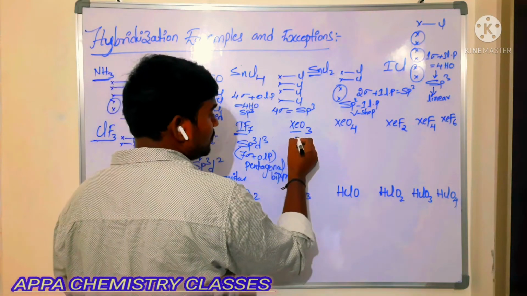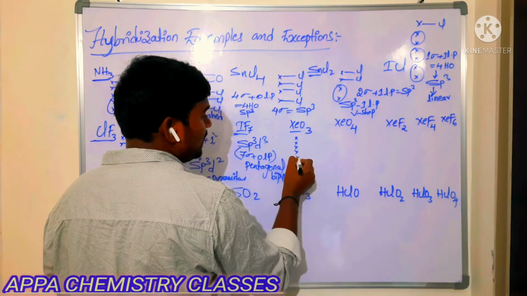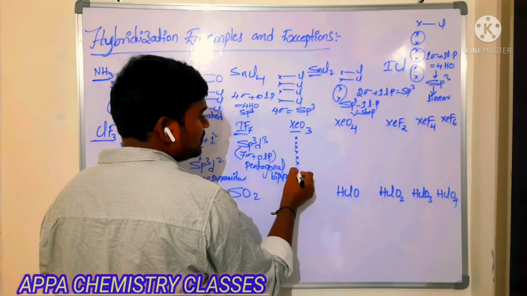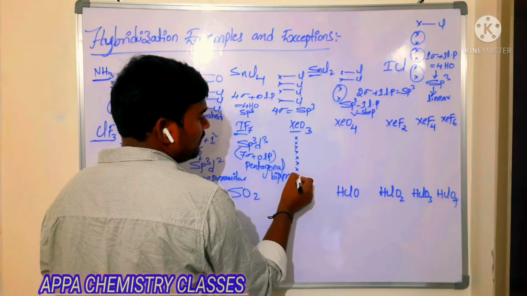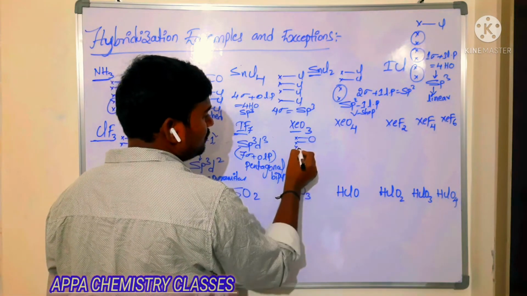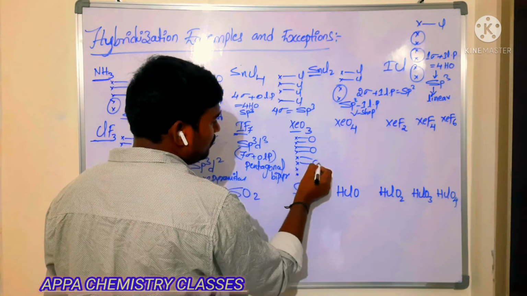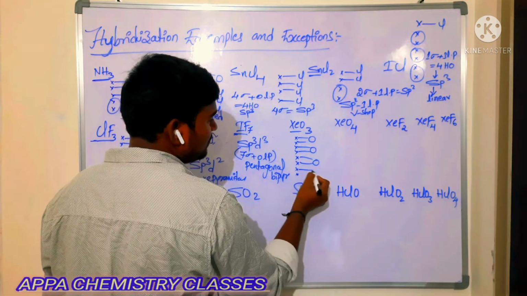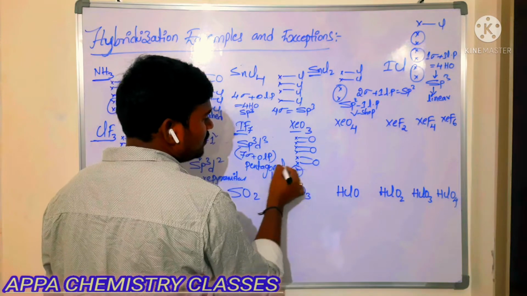Next XeO3. Xenon belongs to the 8th group. So place the 8 valence electrons here. So 6, 7, 8. Now 2, 2, 2. So total how many oxygens? 3 oxygens. So 1 lone pair.